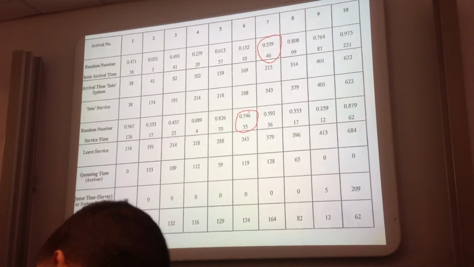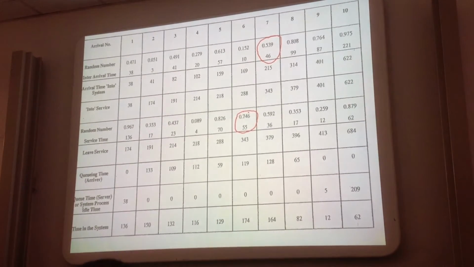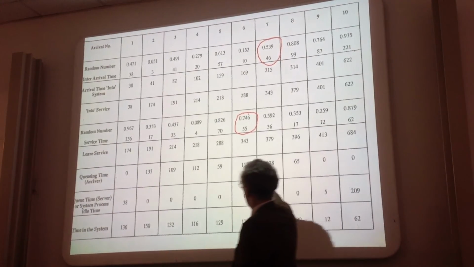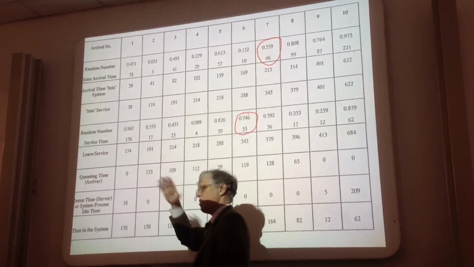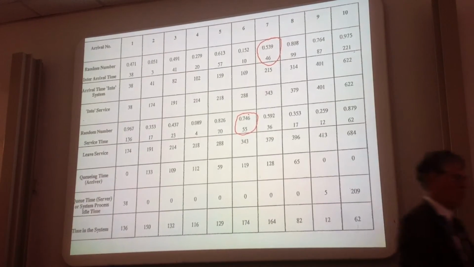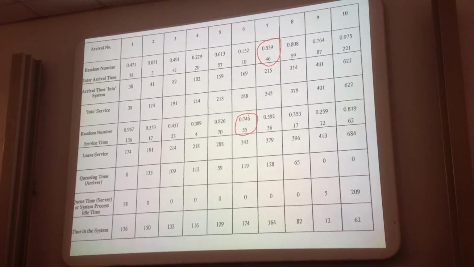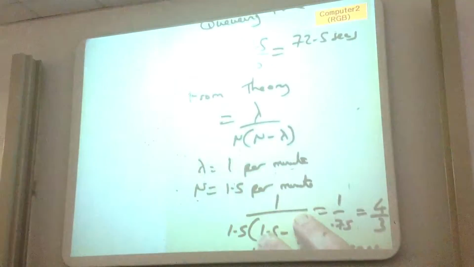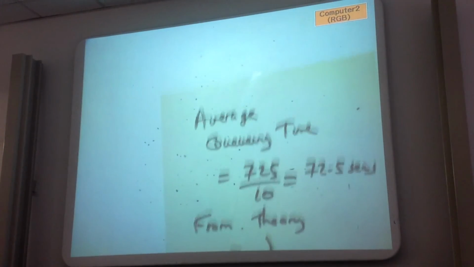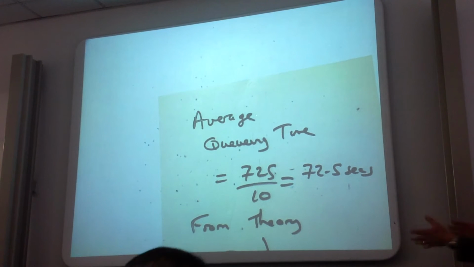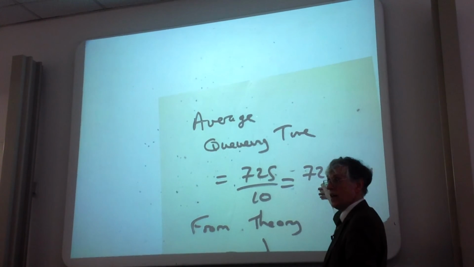Now, if you do that, you'll find that 0 plus 0 plus 65, 128, 119 plus and so on comes to 725. You can check it out if you want. And the average queuing time will be 72.5 seconds. So the sum of that row divided by 10, the number of people, is 72.5 seconds.